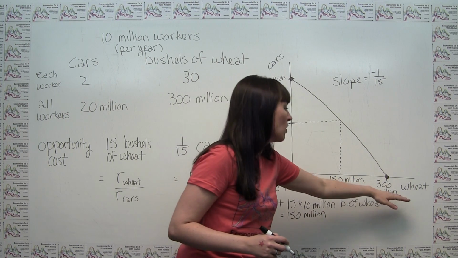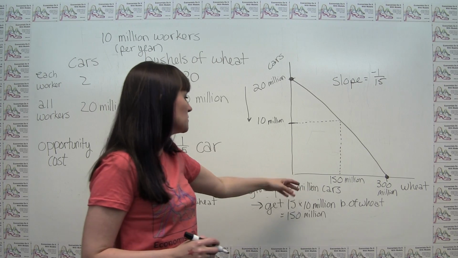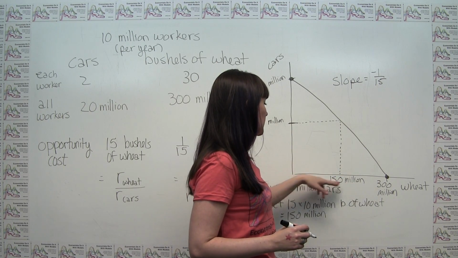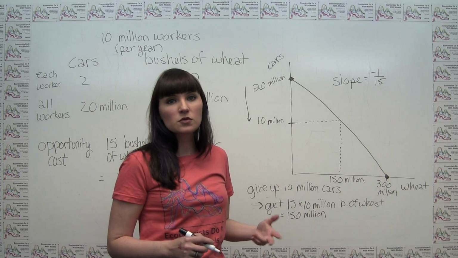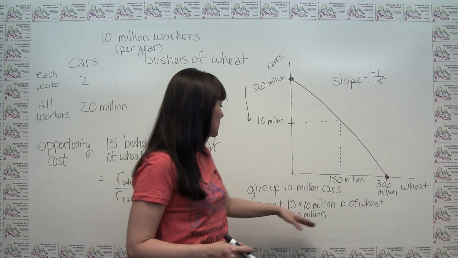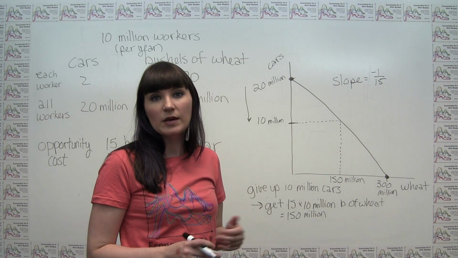And we notice if I spend all of my time making wheat, I get 300 million bushels. So it must be the case that if I spend half of my time making wheat, I get 150 million bushels. So there are a number of things that you could do here. As long as you're doing something that makes logical sense, you're going to get to the same answer.